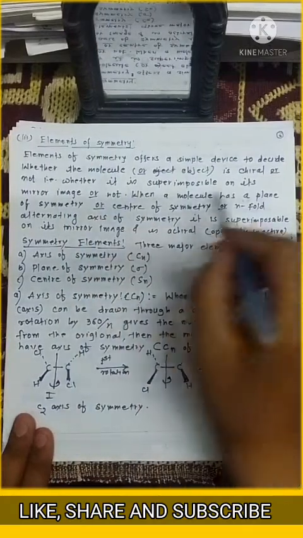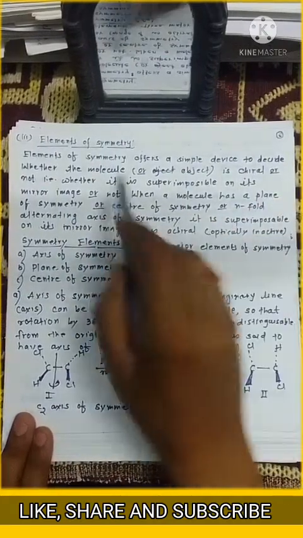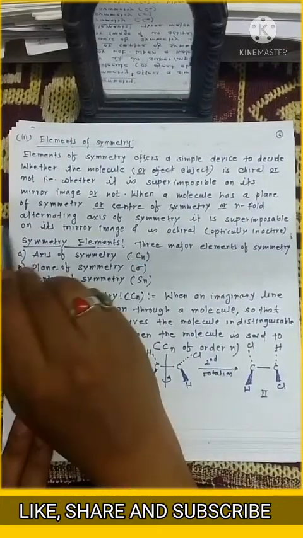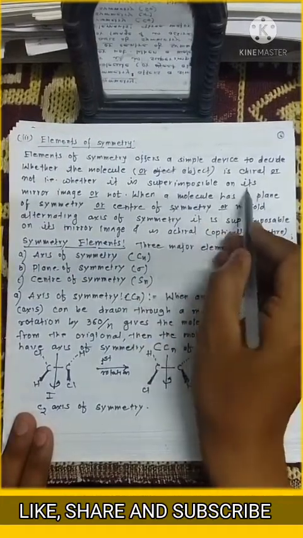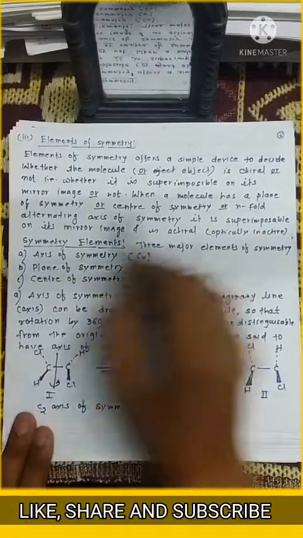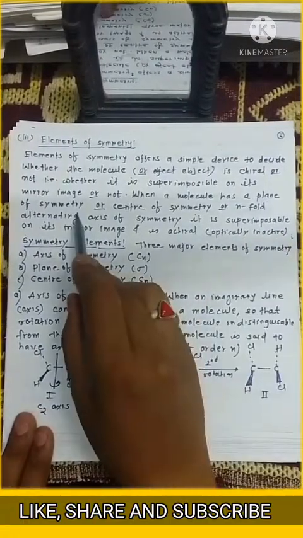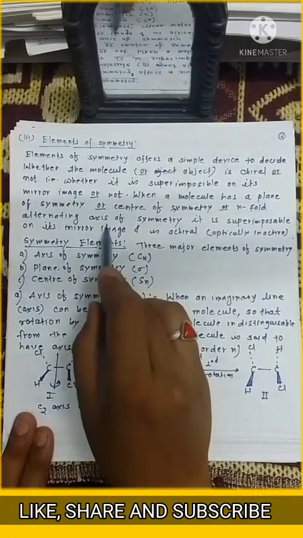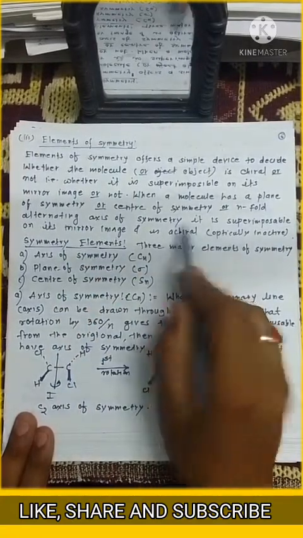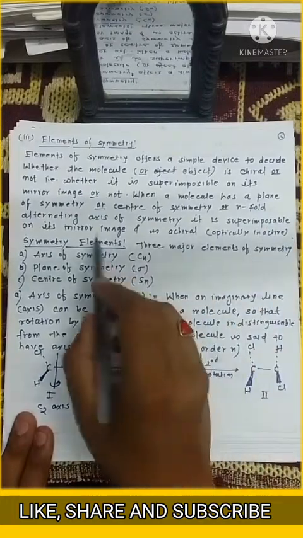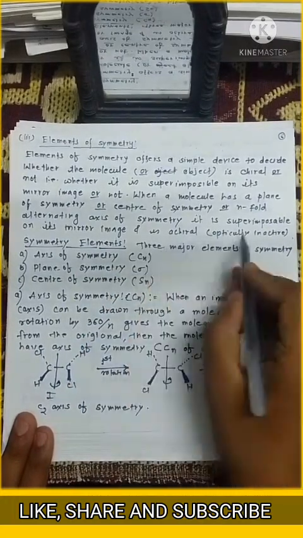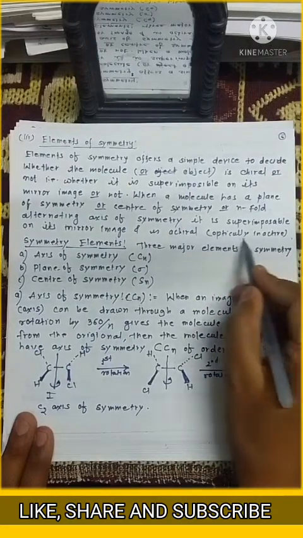Elements of symmetry offers a simple device to decide whether the molecule or object is chiral or not, whether it is superimposable on its mirror image or not. When a molecule has a plane of symmetry, or center of symmetry, or n-fold alternating axis of symmetry, it is superimposable on its mirror image and it is achiral, that is, an optically inactive molecule.